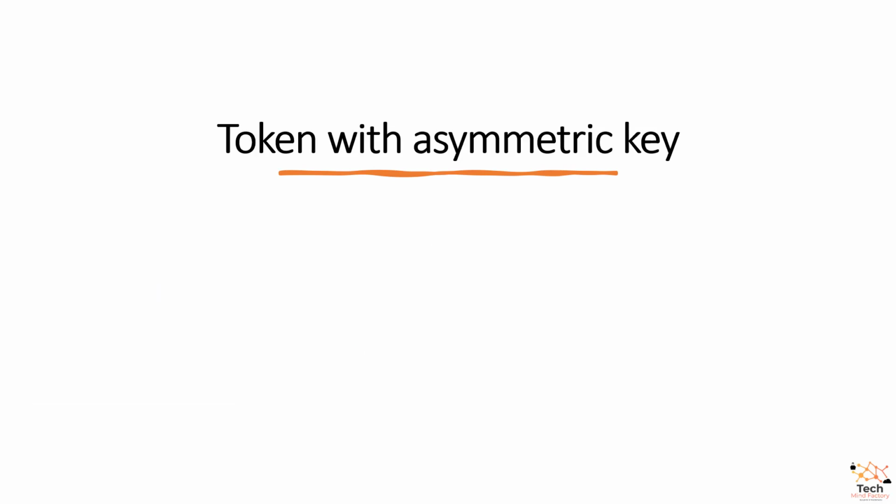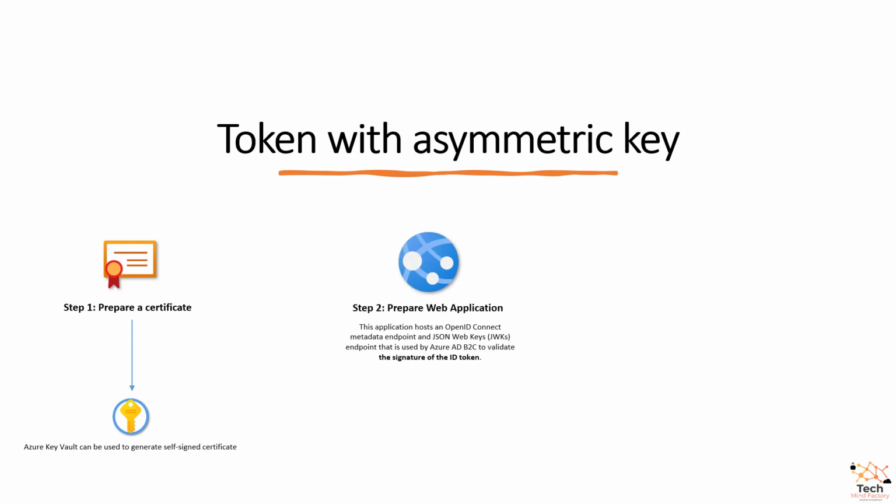Okay, on the other side, we have the token with asymmetric key approach. So first of all, we have to prepare a certificate. Azure Key Vault can be used to generate a self-signed certificate in this case. So we can use Azure Key Vault to generate such a self-signed certificate, and we can then use this certificate with our Magic Links API.